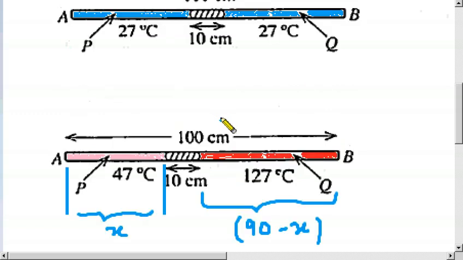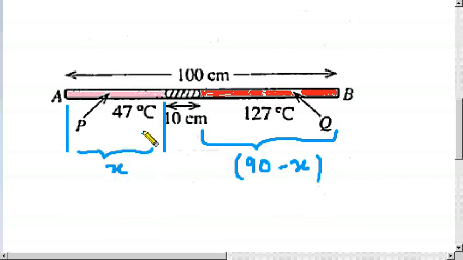But here the air columns are not equal. The lengths of the air columns are not equal because the temperature at the right side is greater than the left side. So therefore we don't know the length of the air column at the left side, so we denote it by x, and then the rest is 90 minus x.